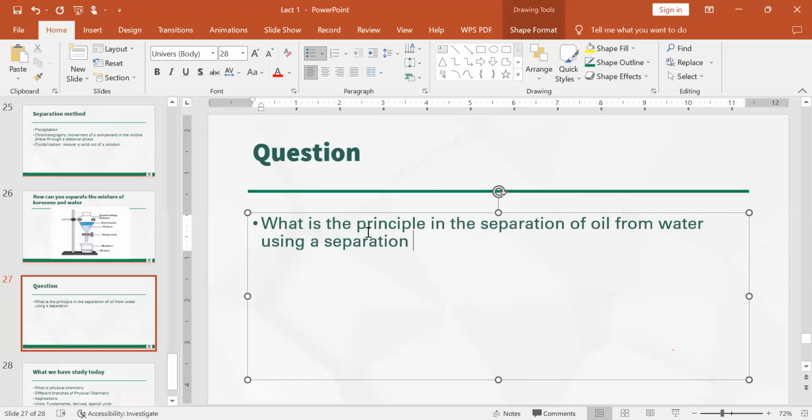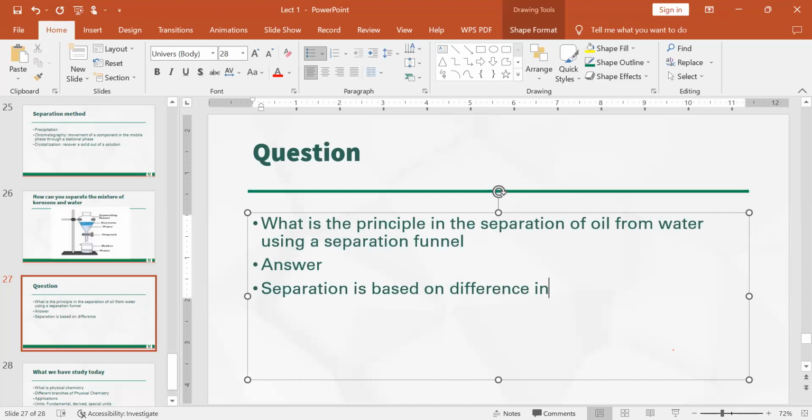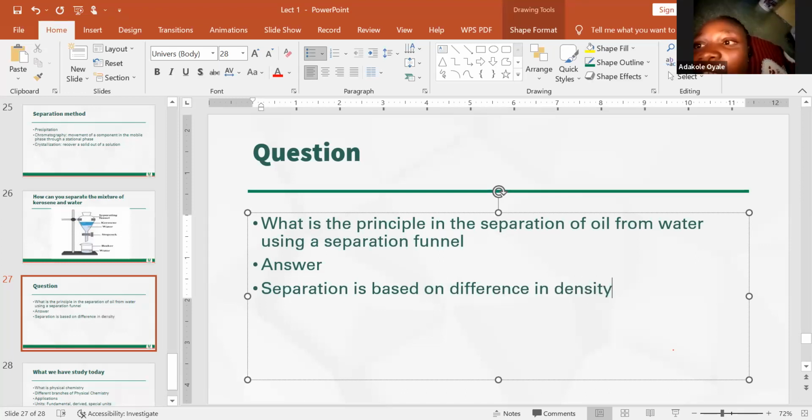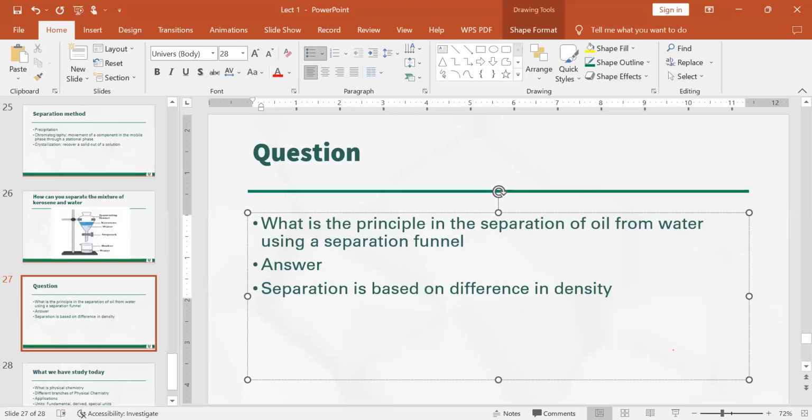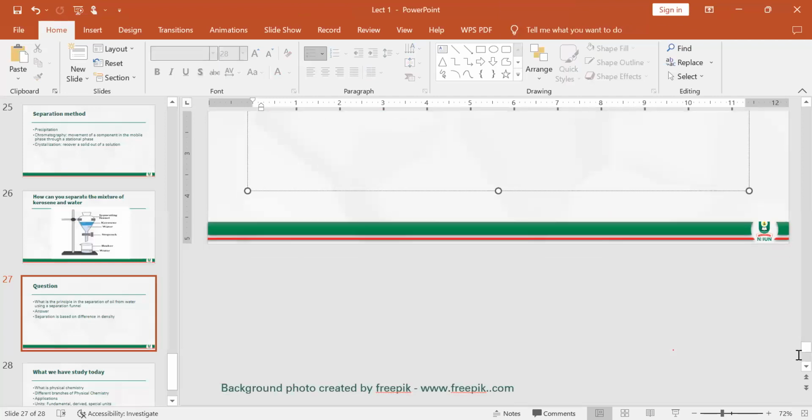All right, sir. What is the principle in the separation of oil from water using a separation funnel? You see, the principle there is that one layer floats on top of another layer. So the answer is that separation is based on difference in density. The one that is lighter will float on top. The one that is heavier, with higher density, stays under. So that is the difference in density.